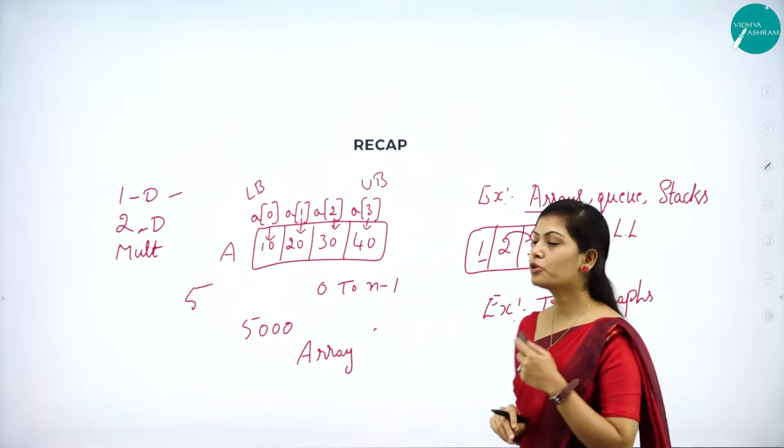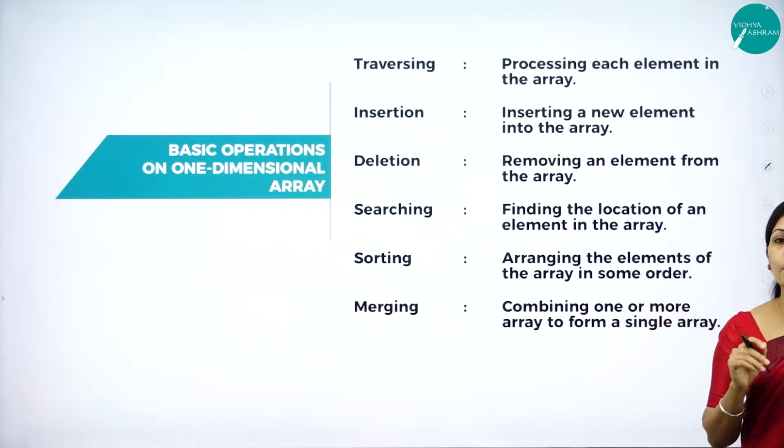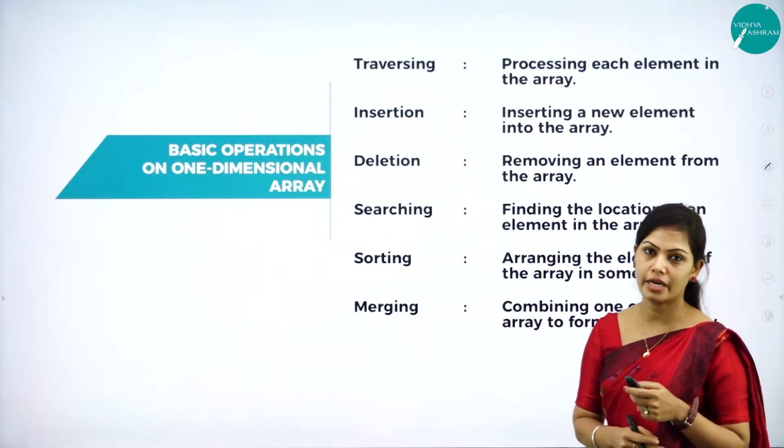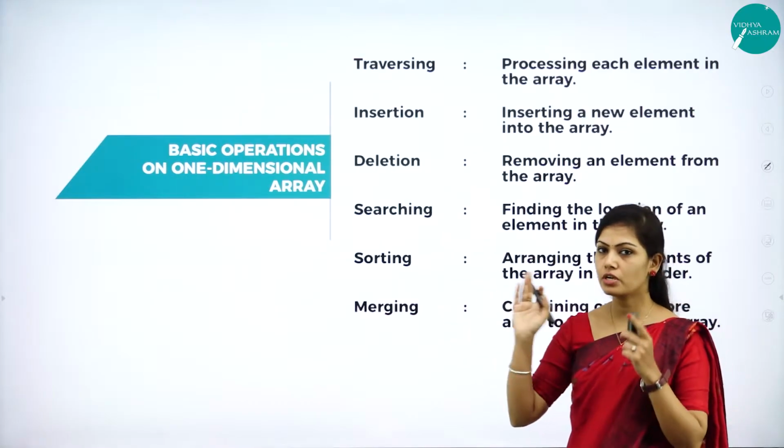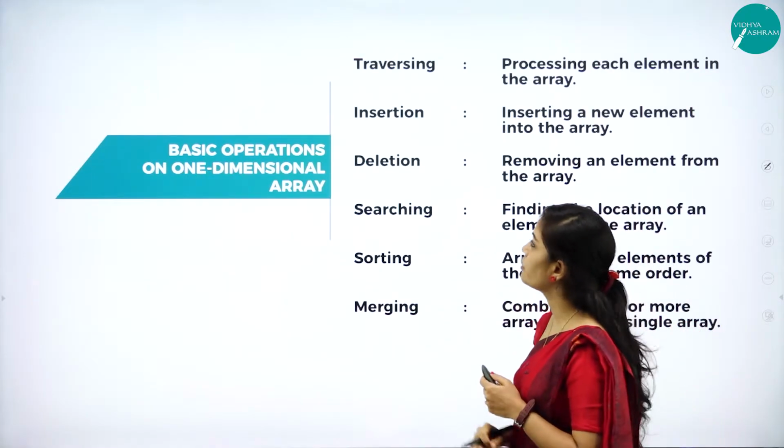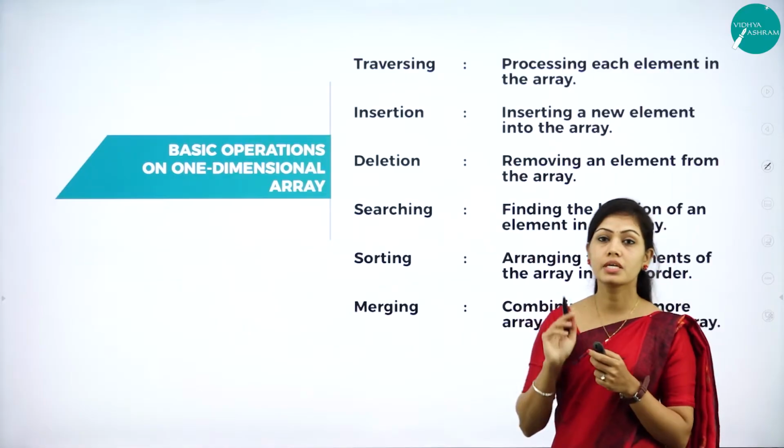So today I am going to discuss basic operations on one-dimensional array. A one-dimensional array can perform some basic operations. Which are the basic operations? Let us understand one by one. So first one is traversing.